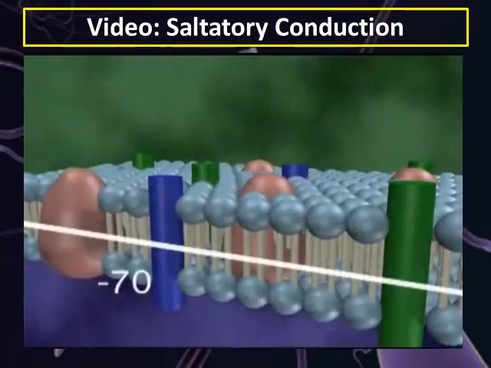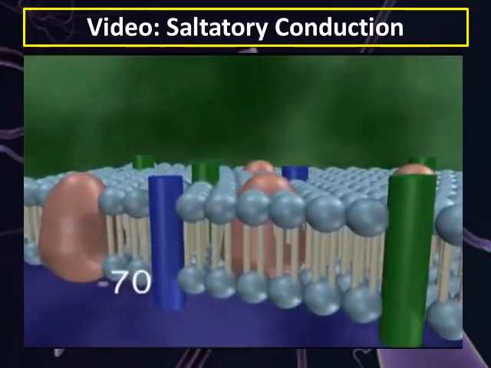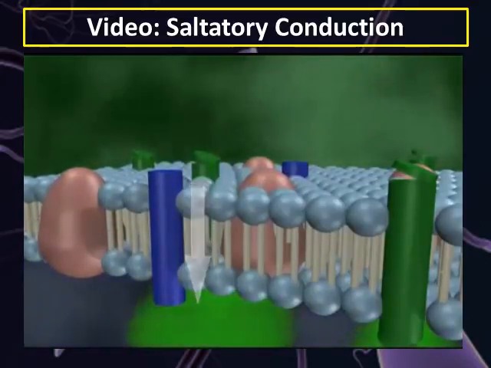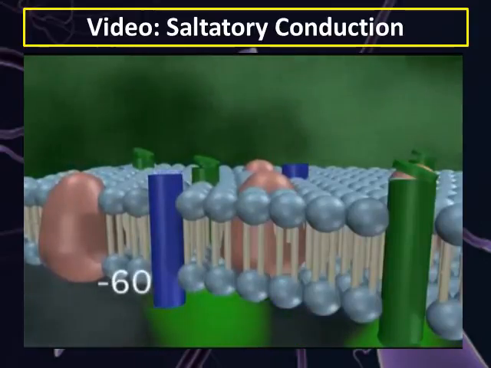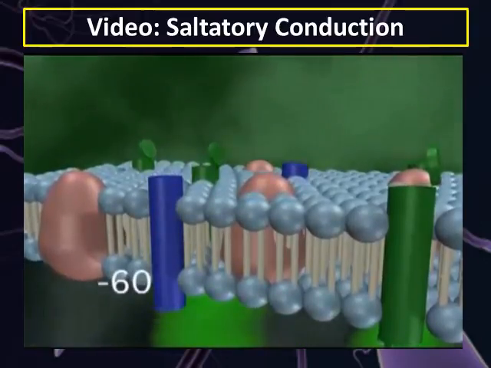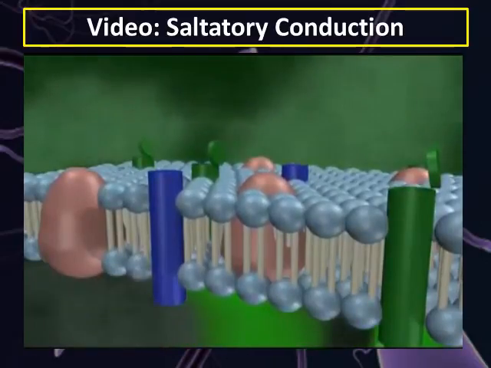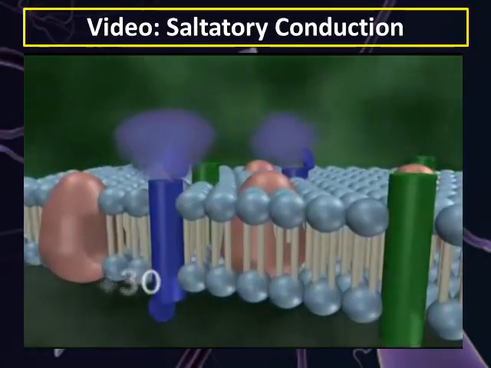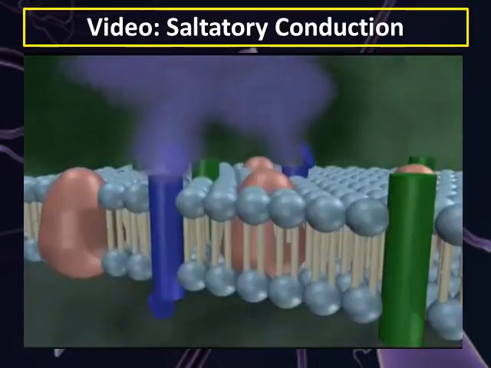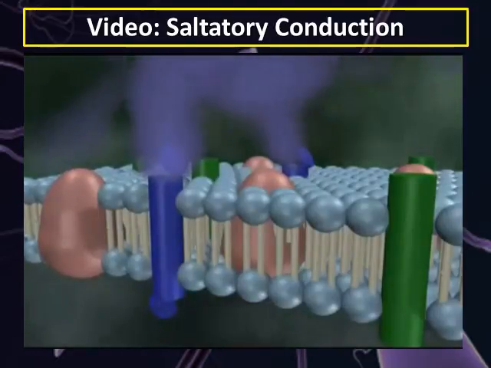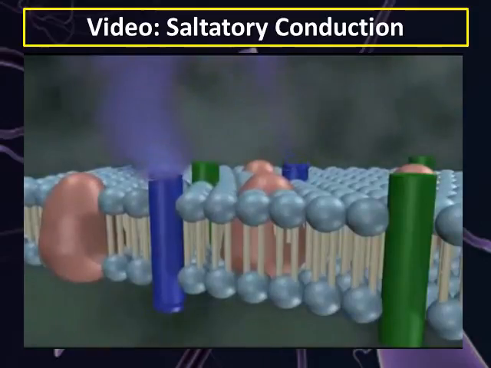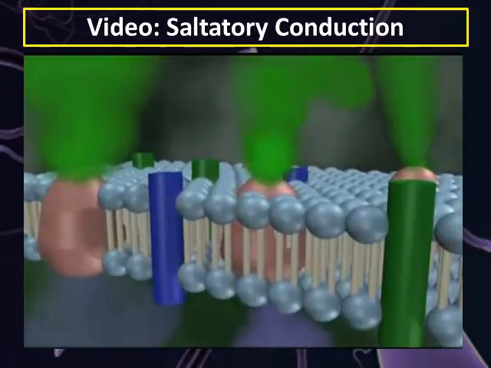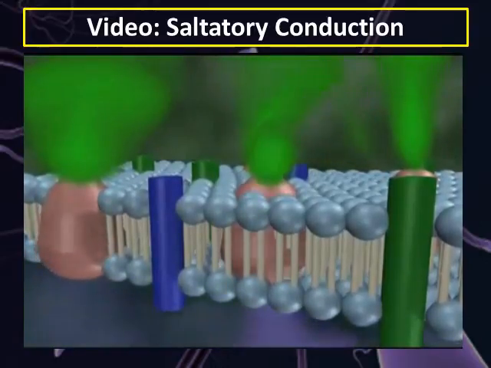An action potential starts on a polarized membrane, which is negative 70. A stimulus causes the sodium gates to open slightly and sodium starts to trickle into the cell. If the cell reaches negative 60 or threshold, the sodium gates open wide and sodium floods in, bringing the inside of the axon to positive 30. At this point, the sodium gates close and potassium gates open. Potassium starts to pour out of the cell. This allows the neuron to become polarized again. Then the sodium-potassium pump starts to actively transport sodium out and potassium back into the neuron.